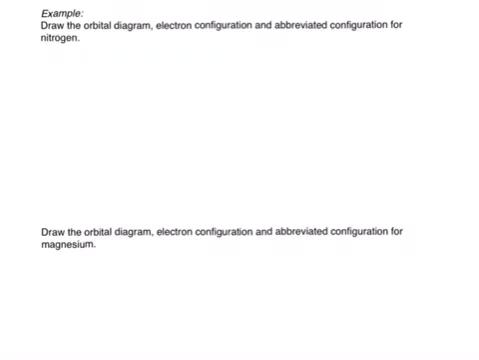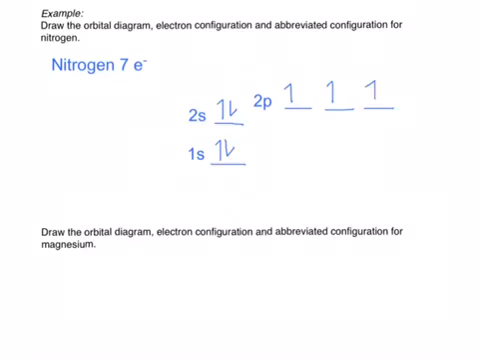Okay, so the first one we're going to do is nitrogen, and if we look at the periodic table, nitrogen has 7 electrons. Okay, so that means we're going to start with the 1s. We're going to put 2 in there and fill that up before we move to the second energy level. Then we're going to add 2 to the 2s, fill that up before we move to the 2p. And then we have 3 electrons left, so we're going to put 1 in each of the p orbitals before we put 2 in any of them. Okay, so our electron configuration is going to be 1s2, 2s2, 2p3.